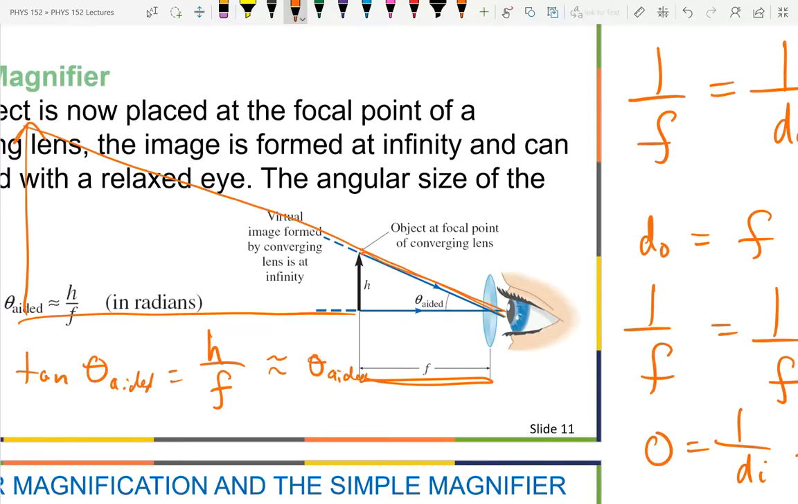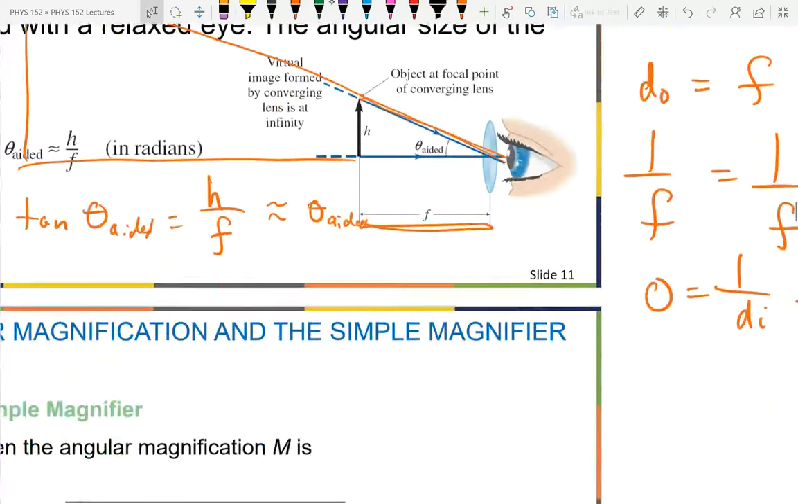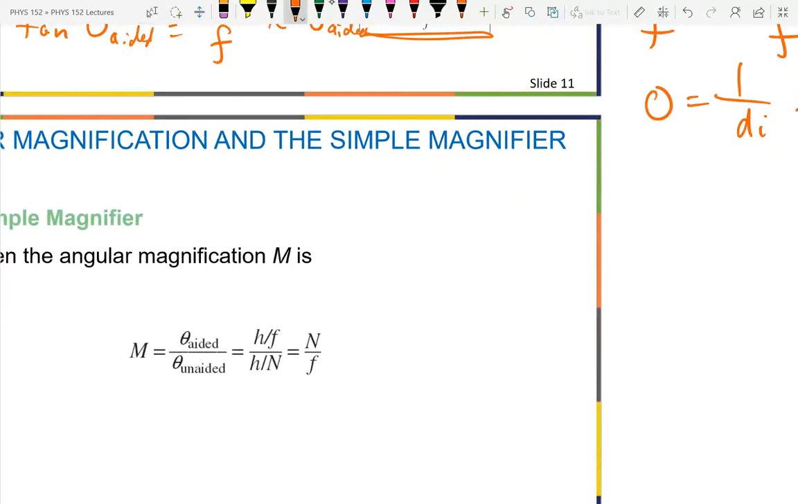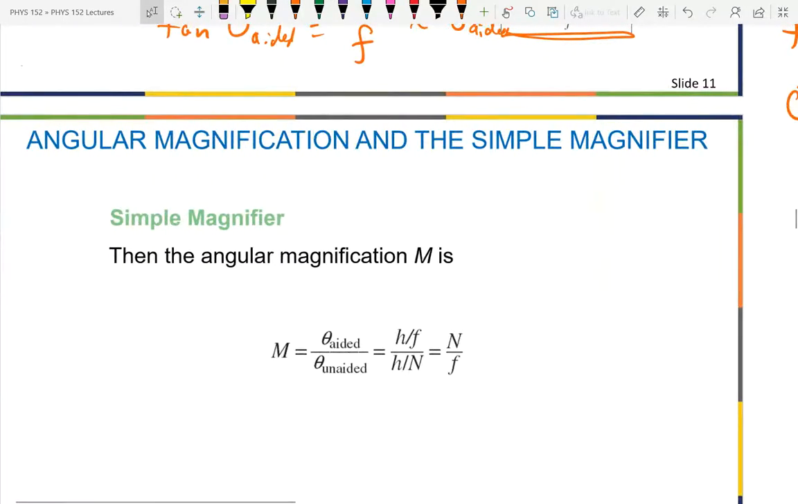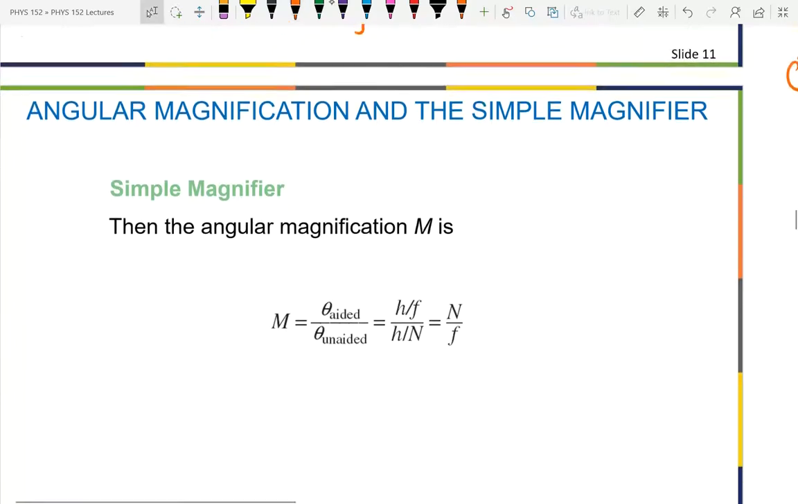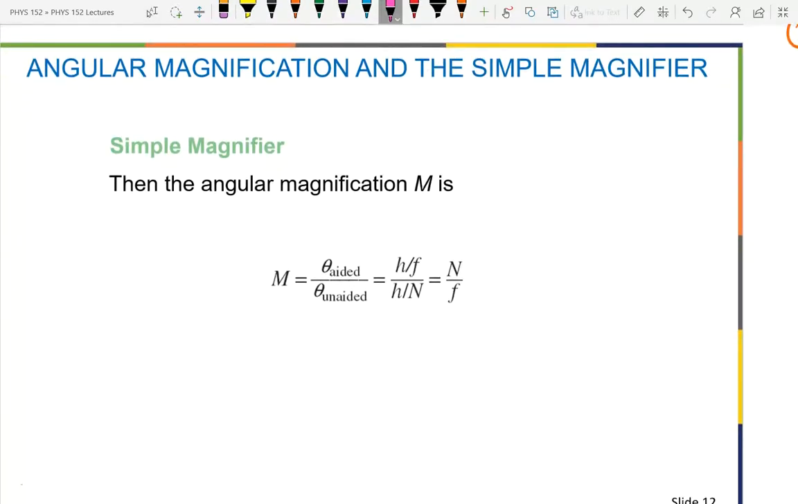And now I'm ready to do the magnification. Magnification is the angle aided divided by the angle unaided. So we just put in the two angles we found. The height of my object over the focal length of my lens divided by the height of my object over my near point. The height of objects are going to cancel. And I just have the near point over the focal length. So that's the magnification you get from a lens.